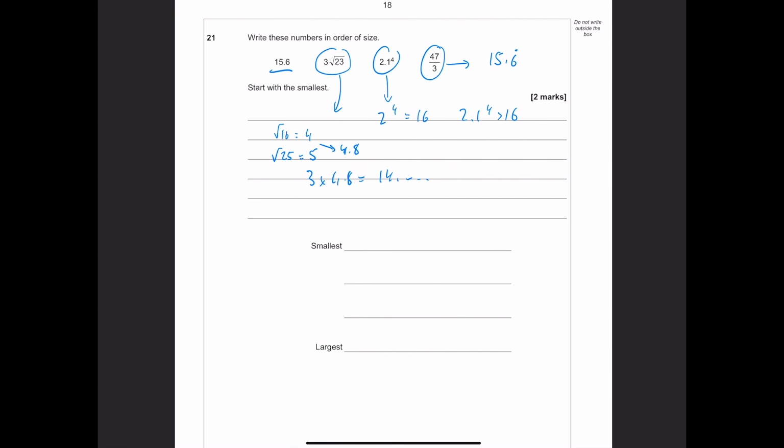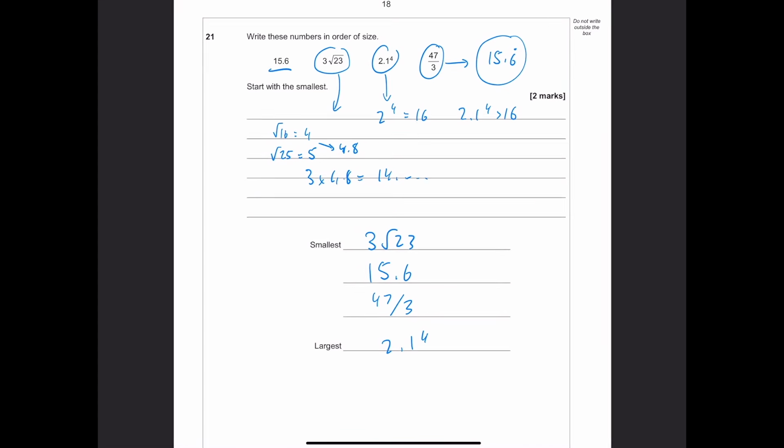Now using this, it makes it quite clear because we know that the smallest one is the 14 one, so 3 root 23. The next one is going to be 15.6. 15.6 recurring is slightly bigger than that. And then finally 2.1 to the 4 is going to be the biggest.